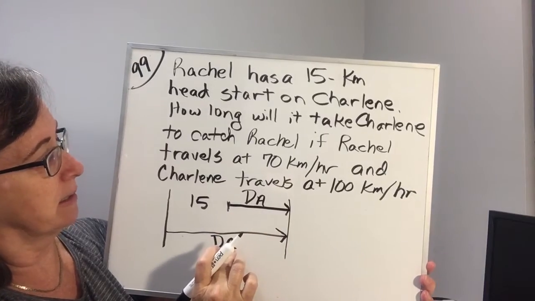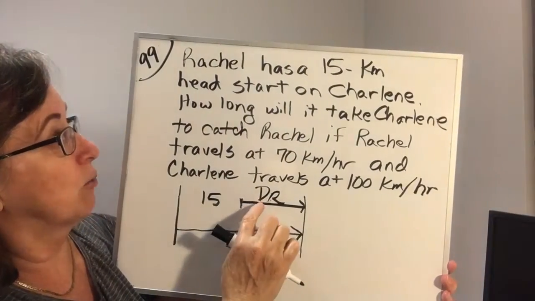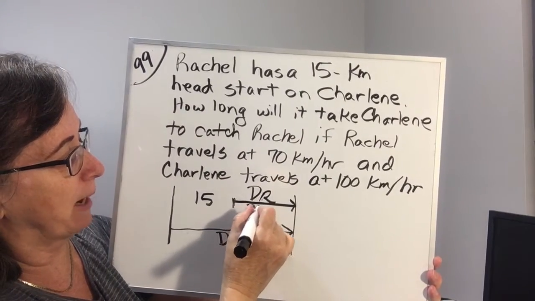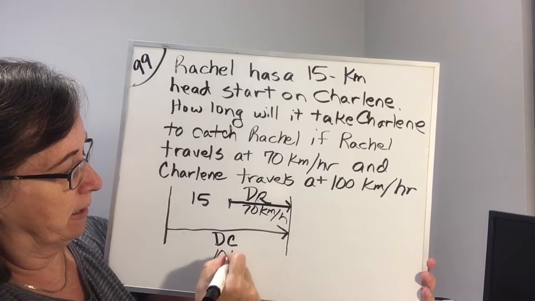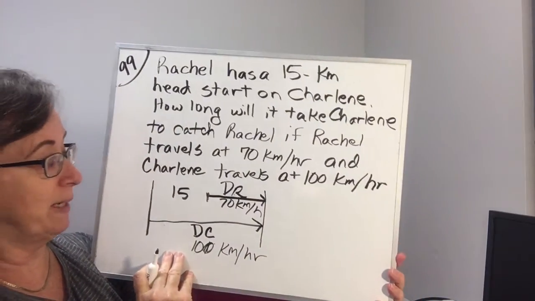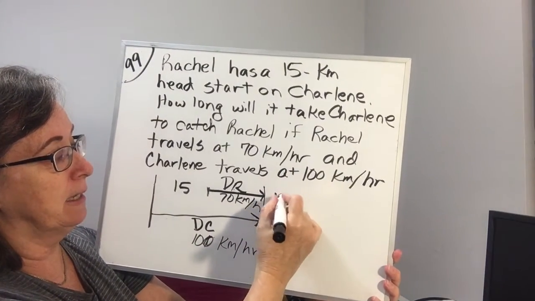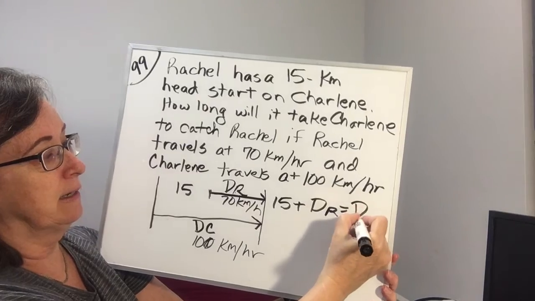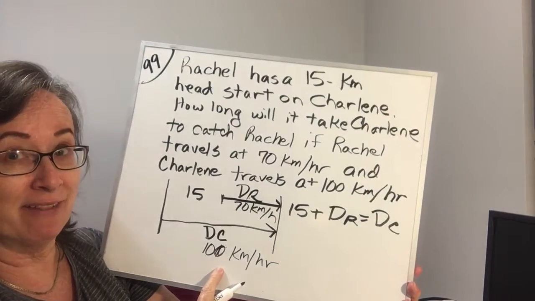Rachel is, okay, so basically I copied that one. That's an R. I copied that wrong. Okay, so Rachel is going at 70 kilometers per hour. And Charlene is traveling at 100 kilometers per hour. Okay, so now we can see that it's going to be 15 plus distance of Rachel. So 15 plus distance of Rachel is distance of Charlene. Charlene's got a lot farther to travel, 15 kilometers more, but Charlene's going a lot faster too.